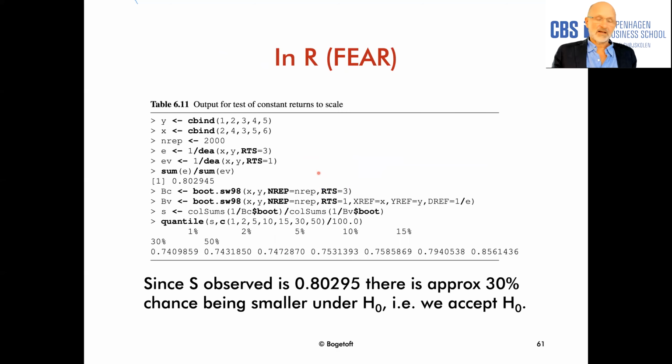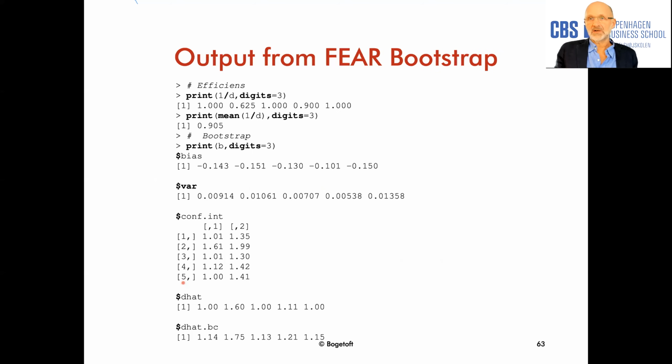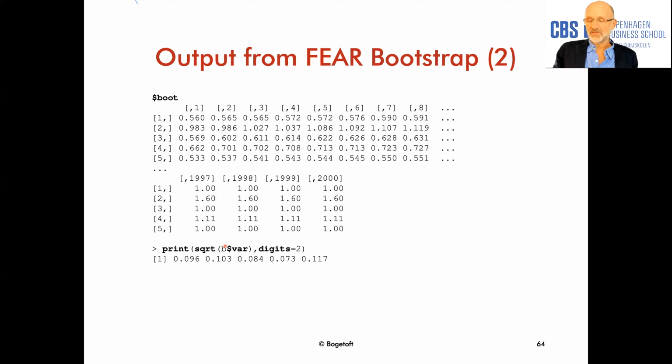As I said, in FEAR you can do this bootstrapping also, and this was the slide I showed you before. Here we give a little bit more detail of all the information you can get out. In our case, you can get out the bootstrap samples, the biases, the confidence intervals of the biases, and the bias corrected efficiency scores and so on. You have to be a little bit careful when you move to other packages. I do know that FEAR is actually using Shephard distance instead, so think about that when you compare our results to their results. You normally have to invert.